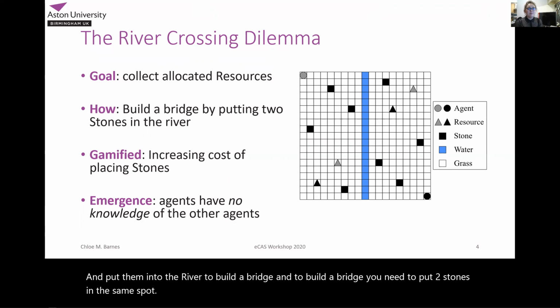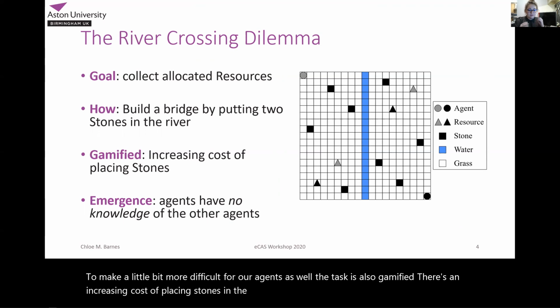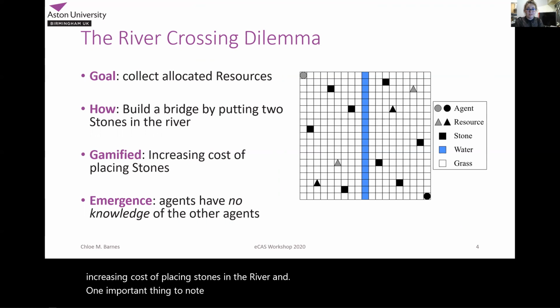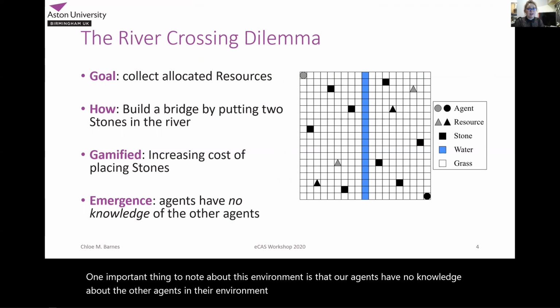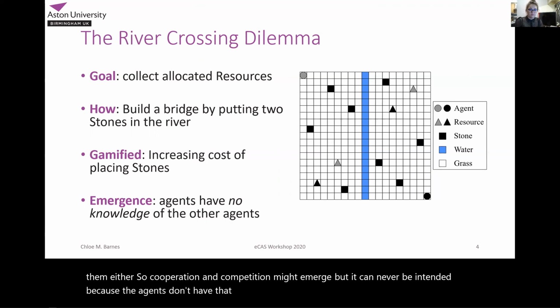To make this a little bit more difficult for our agents as well, the task is also gamified. So there's an increasing cost of placing stones in the river. And one important thing to note about this environment is that our agents have no knowledge about the other agents in their environment. They do not have the capacity to learn about them either. So cooperation and competition might emerge, but it can never be intended because the agents don't have that knowledge about the others within the environment.